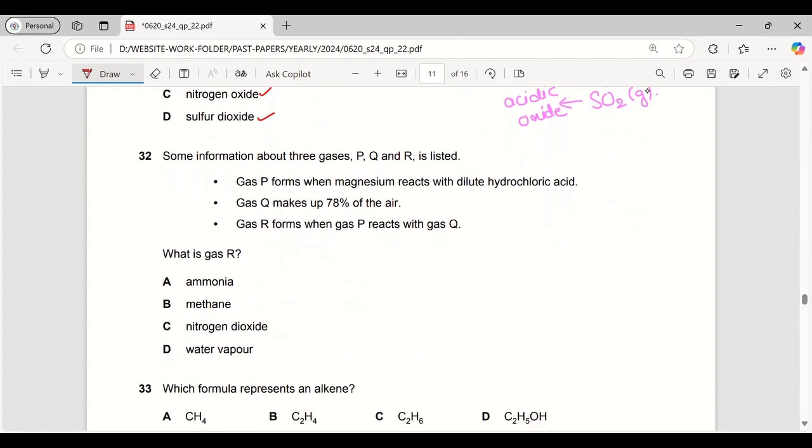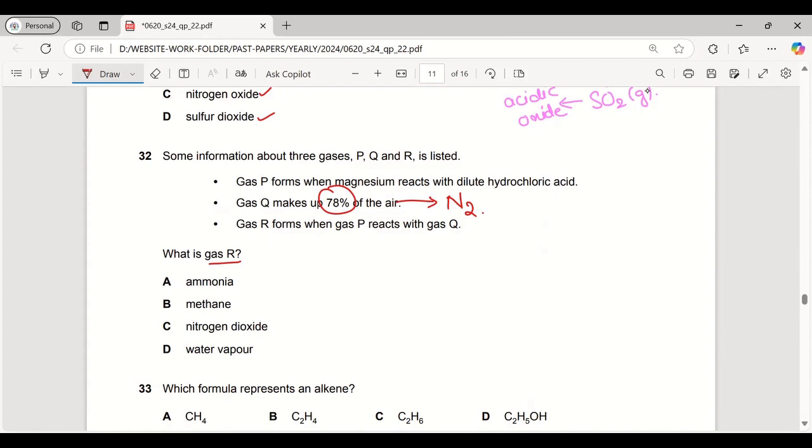Question number 32. Some information about three gases P, Q, and R is listed. What is gas R? Gas P forms when magnesium reacts with dilute hydrochloric acid. Gas Q makes up 78% of the air. Gas R forms when gas P and gas Q react. Now, gas Q makes up 78% of the air. This is really easy. 78% of the air is occupied by nitrogen.